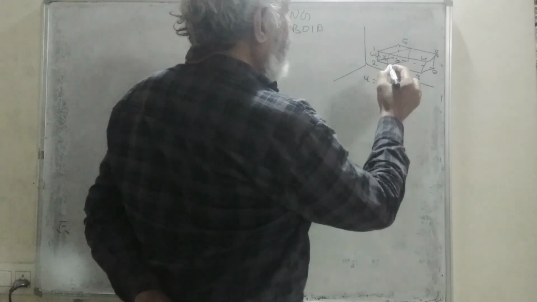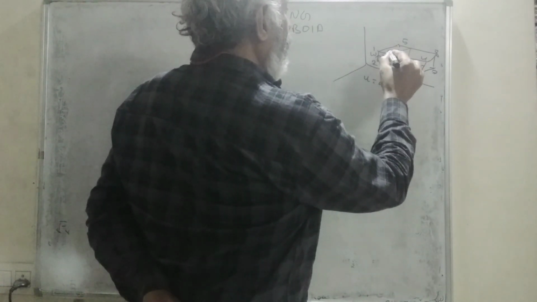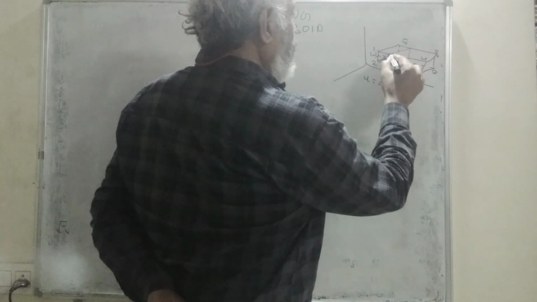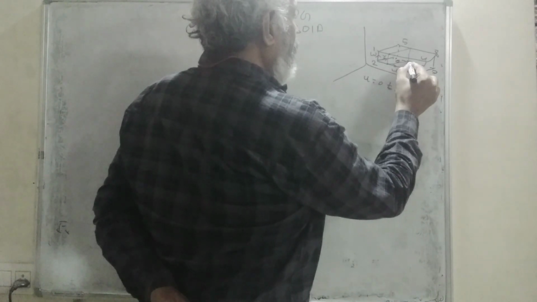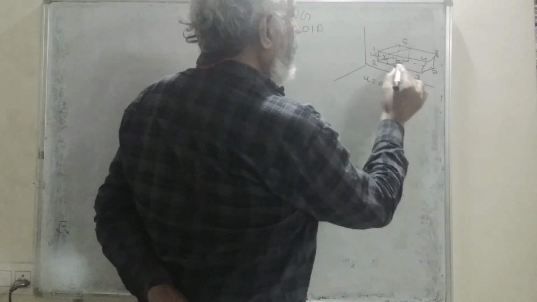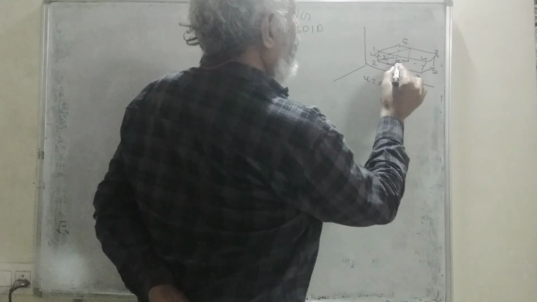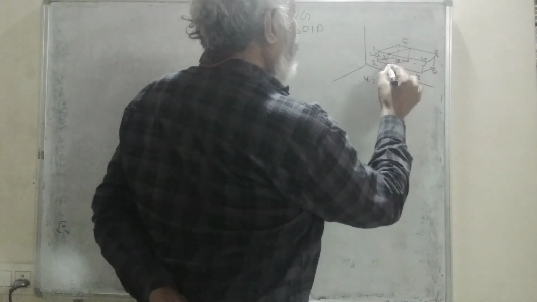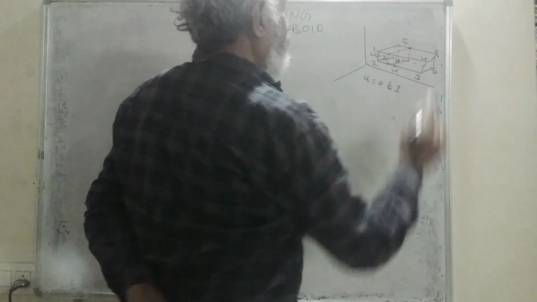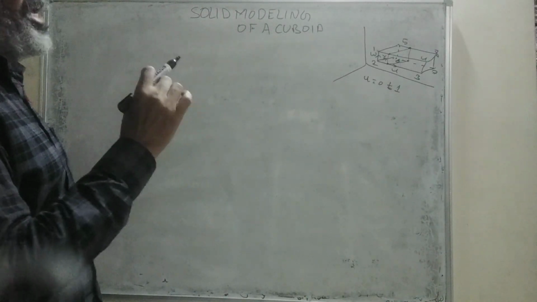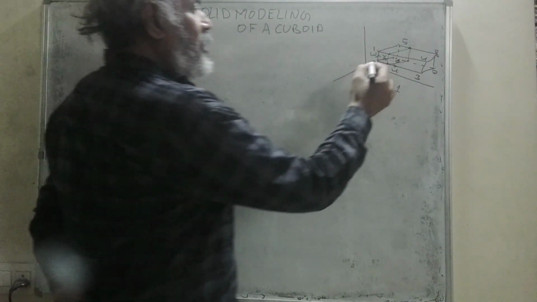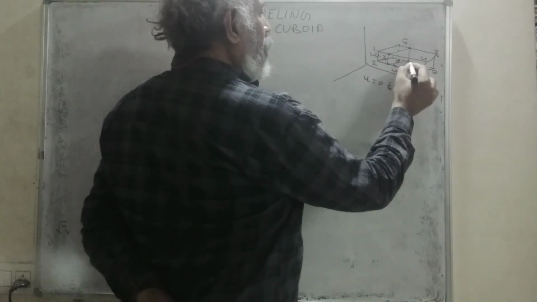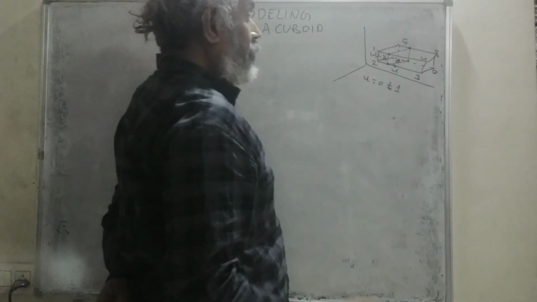And you are determining 4 points on the edges 1, 4, 2, 3 and 8, 6, 7, 5. On these 4 edges, you are determining 4 points. So for every increment of U, you are determining these particular 4 coordinates.